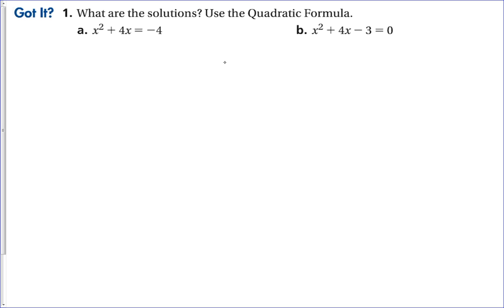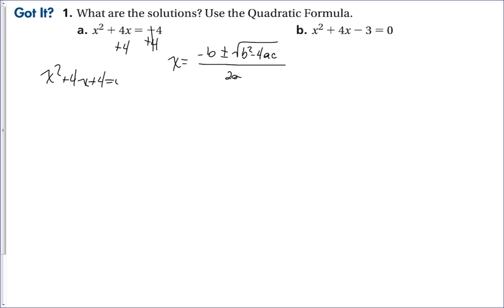All right, I'll go ahead and write in the quadratic formula here. x equals negative b plus or minus the square root of b squared minus 4ac, all divided by 2a. So I've got that written. All right, so let's do this one. Well, first we need to add the 4 over. So we have x squared plus 4x plus 4 equals 0. Now let's solve. a equals 1, b equals 4, c equals 4.